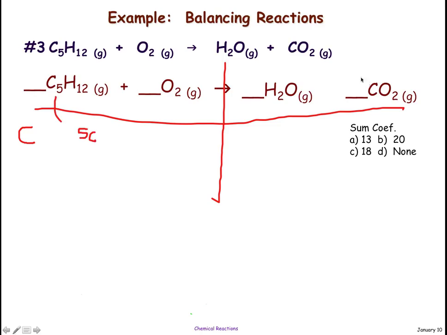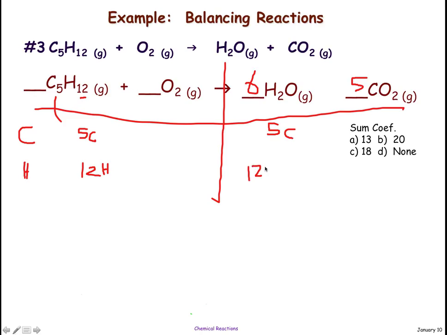So to make 5 carbons here, I would put a 5 right there. So that would also be 5 carbons. I would proceed next with the hydrogen and not the oxygen, because I want to save the oxygen for last. So I have 12 here. For the hydrogen, I already have 12 here. To have 12 on the other side, I would put 6 right there.